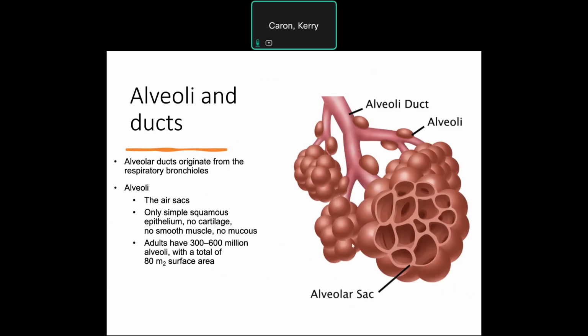They are simple squamous epithelium. There's no cartilage down here. There's no smooth muscle, no mucus. We have 300 to 600 million alveoli with a total area of 80 meters squared.